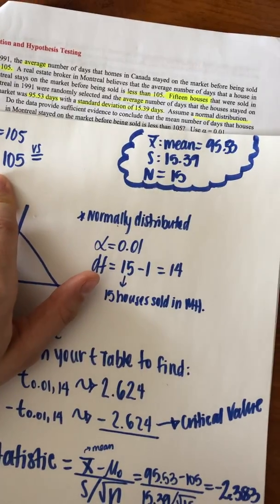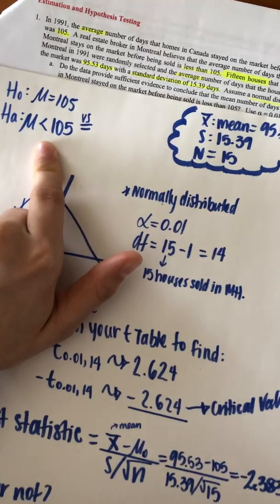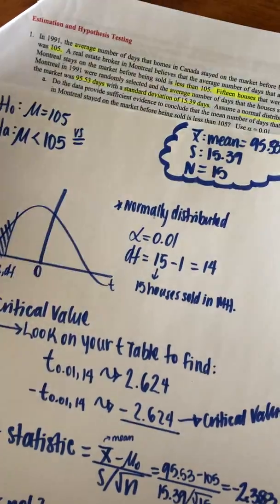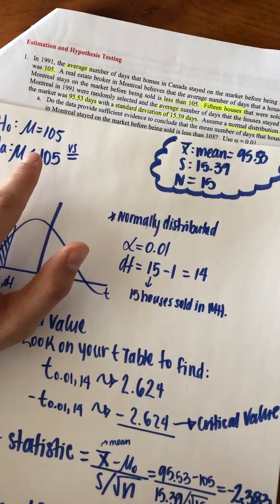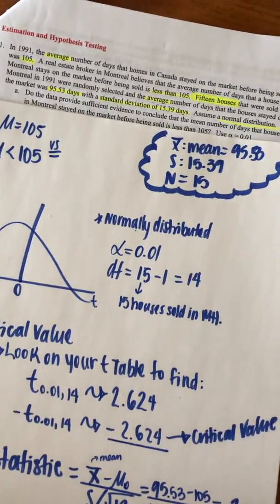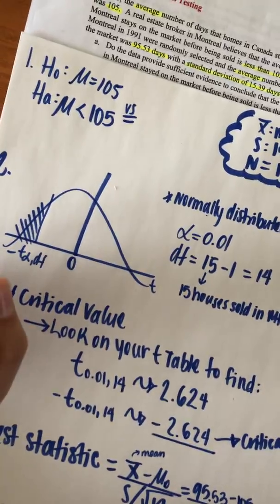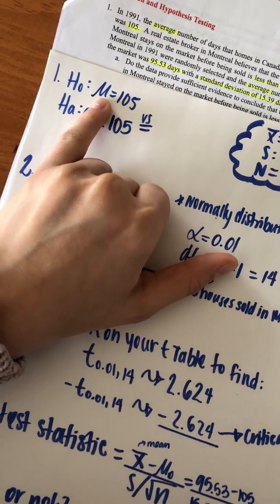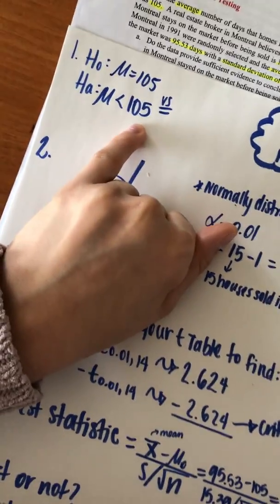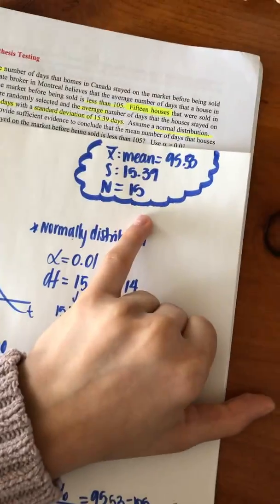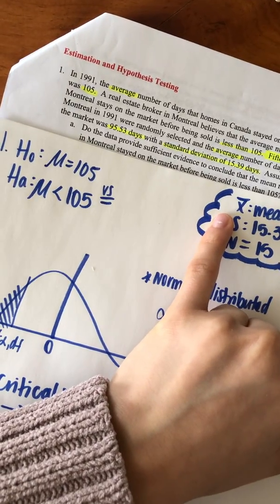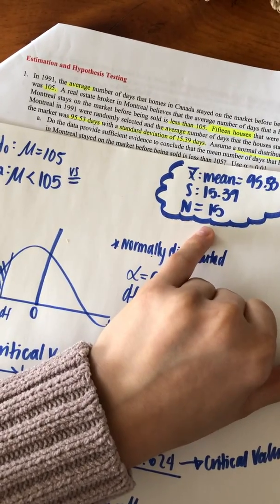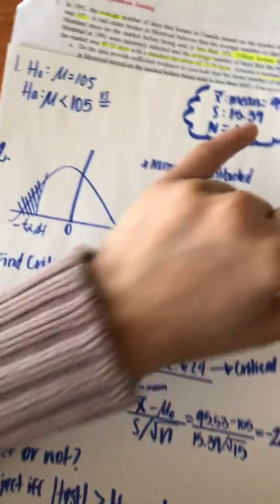they want to see if the number of houses sold in Montreal is less than 105. But they stated in their problem that the number of houses sold in Canada is 105. So we stated the assumption, and we stated what we want to prove. Here I wrote the mean. They gave us the mean, which is 95.53 days. We have the standard deviation and our n.